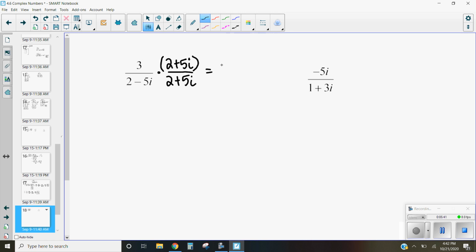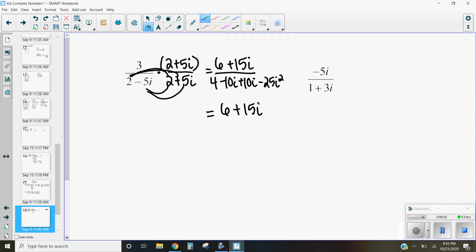3 times 2 is 6 plus 15i over 2 times 2, which is 4, minus 10i plus 10i minus 25i squared. Now notice that I just FOILed here. I went like this to get those numbers. Now we want to simplify this, so I get 6 plus 15i over 4. Well, minus 10i plus 10i cancels. Minus 25, and i squared is the same thing as negative 1.